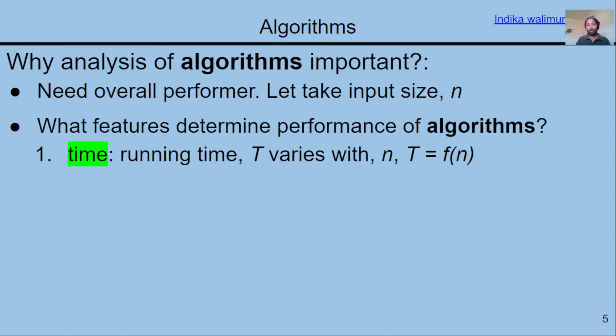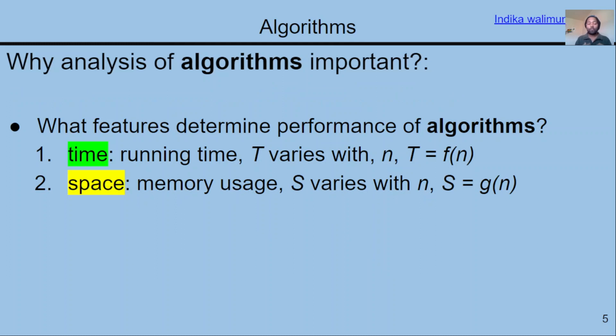The first thing is time. Obviously, we want the algorithm that takes the least amount of time. So running time is one feature. We know that the time T varies with the input size, which means the running time is actually a function of n.